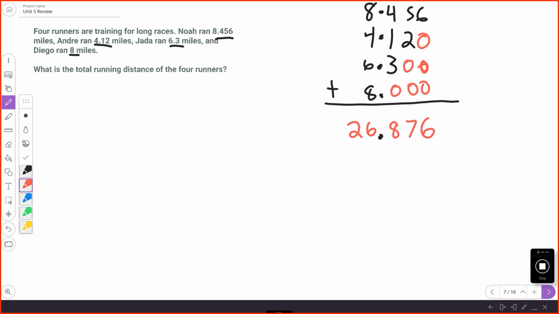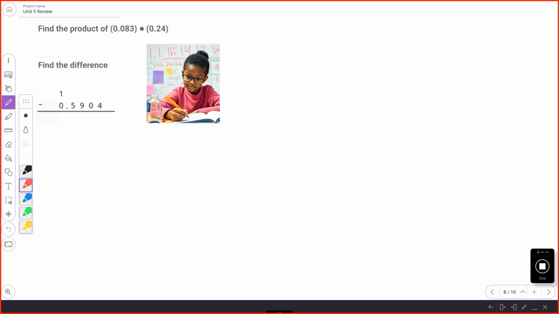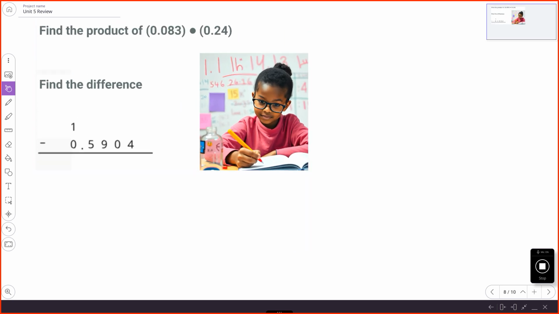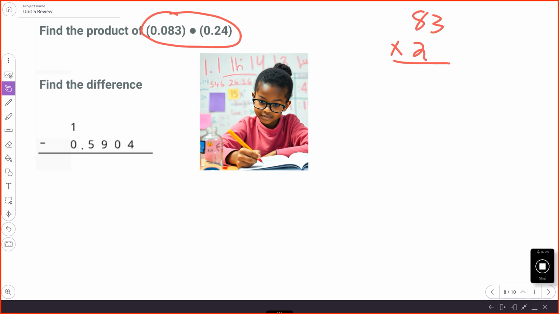Next question. All right. Find the product and the difference. Oh, we got two of them, which should not be too hard. All right. So how do we answer this question? For this question, what multiplication problem is that really? 83 times 24, right? Okay, we'll deal with the decimals later, but right now it's just 83 times 24.